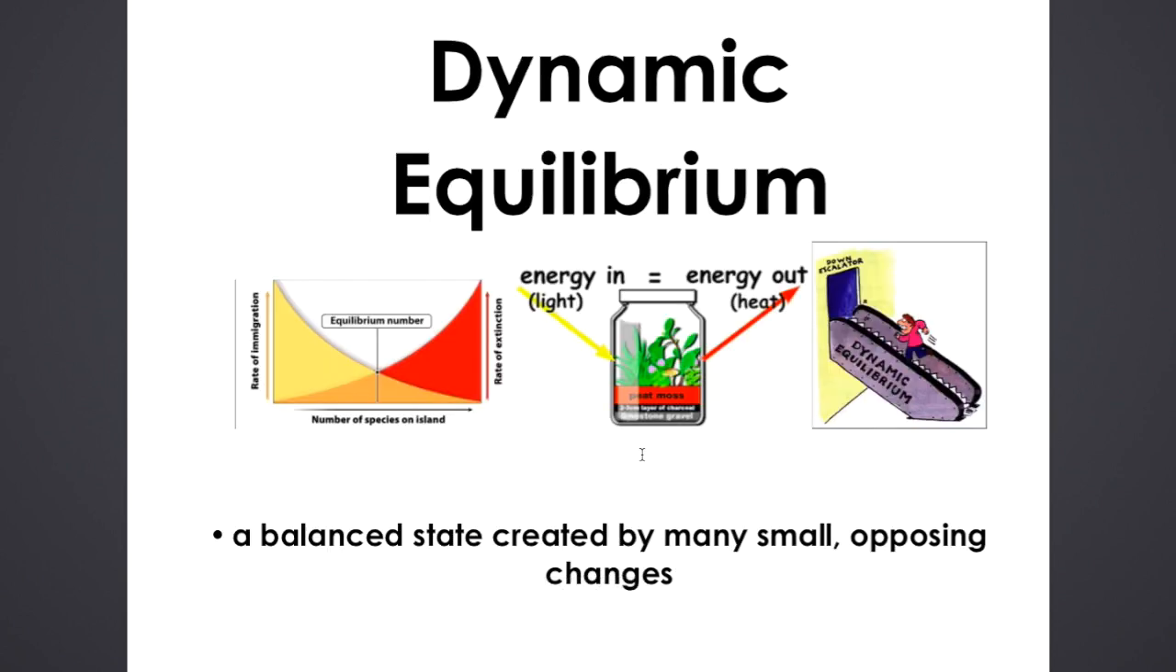The next word is dynamic equilibrium. Dynamic equilibrium is a balanced state created by many small opposing changes.